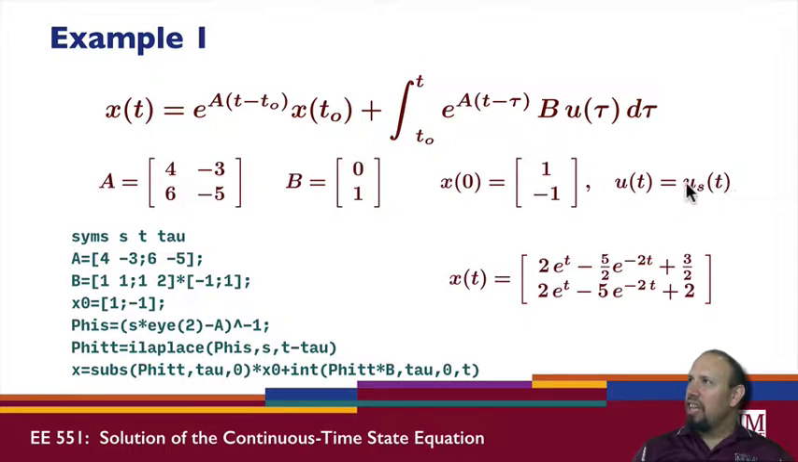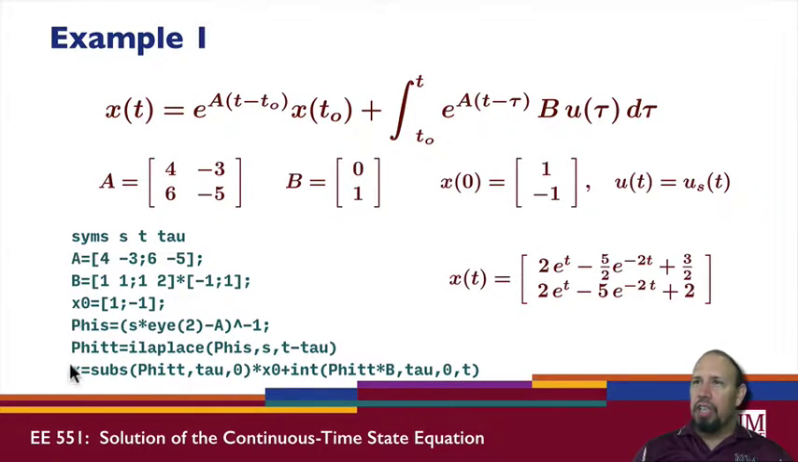In this case, we have a single input system. So this is just a single unit step function. That's what the subscript S stands for. It's a unit step. A and B we have as these matrices. I'm going to go ahead and do this in MATLAB.